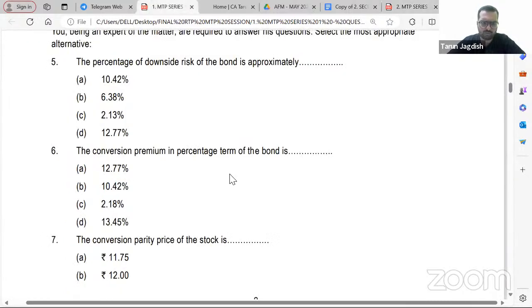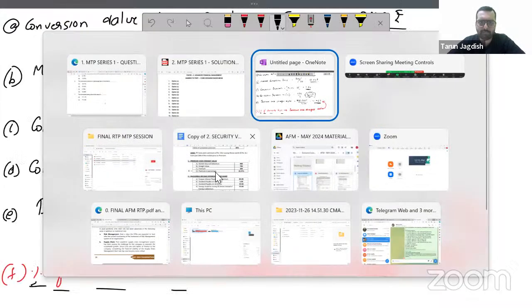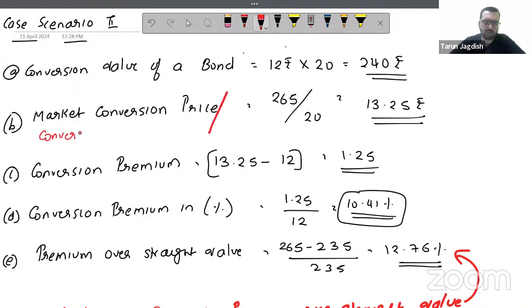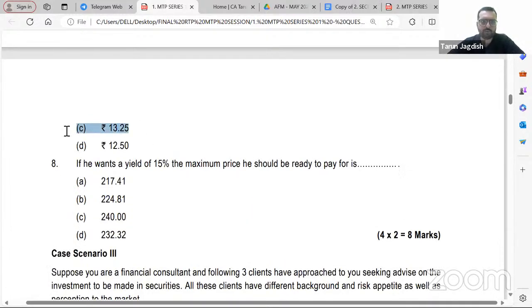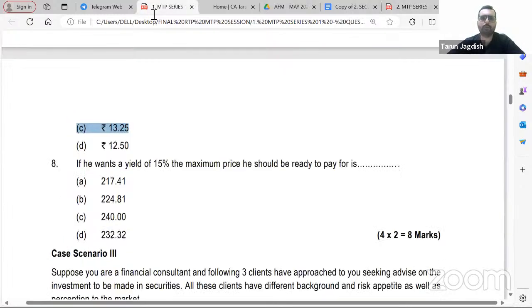Okay. Now, question number 3. Conversion parity price of the stock is. Friends, conversion parity price is nothing but market conversion price. So, market conversion price is also called as what? Conversion parity price. So, this terminology we will have to remember. Conversion parity price 13.25. Just cross check. A, B, 13.25. So the answer is supposed to be C. Can I cross check over here? The answer is C. So what we did is correct.